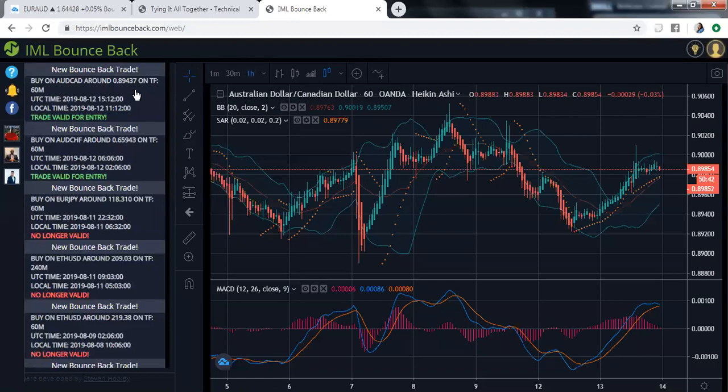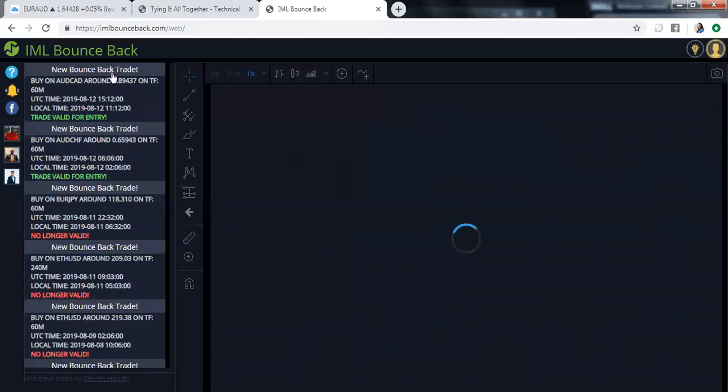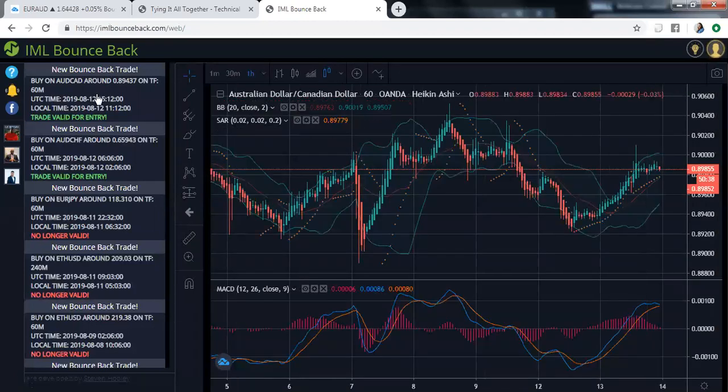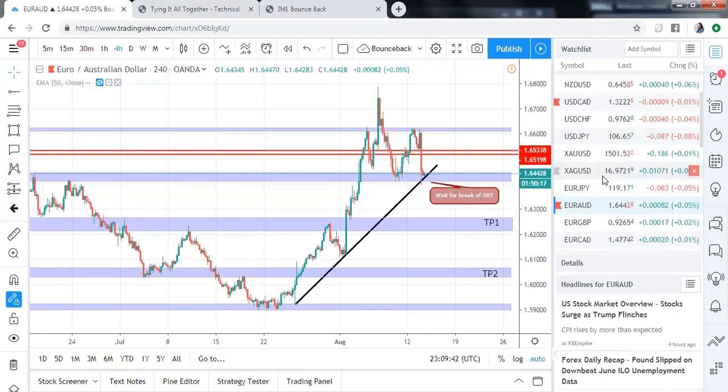So let's go to the AUD/CAD. I posted this in Telegram yesterday, but let's look at it. So I'm going to go over to TradingView. If you're new to my Zoom calls, we take the Bounce Back trades and we go over to TradingView. It's better to work there because you can actually save your markups. So let me go to AUD/CAD.